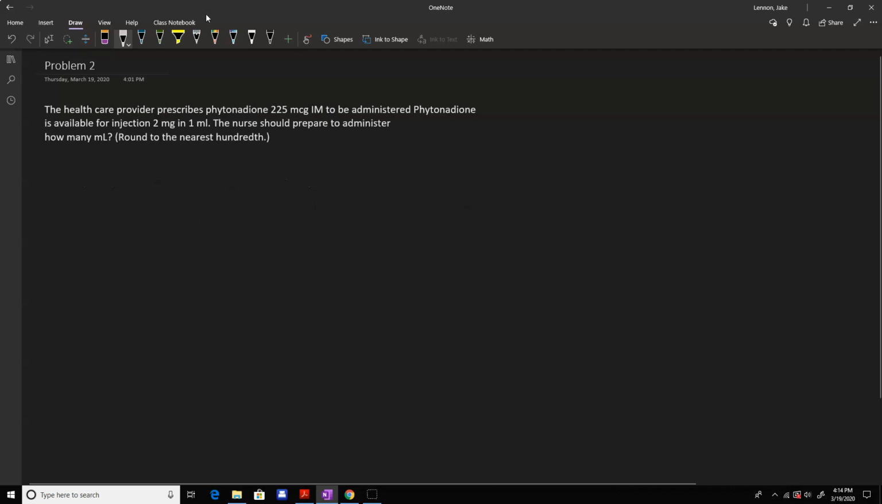So problem number 2, again, same strategy. Don't start reading the problem, just look at the end. The nurse should prepare to administer how many milliliters? So my answer here needs to be in milliliters. That needs to be the unit of my final answer. So I look in the problem.